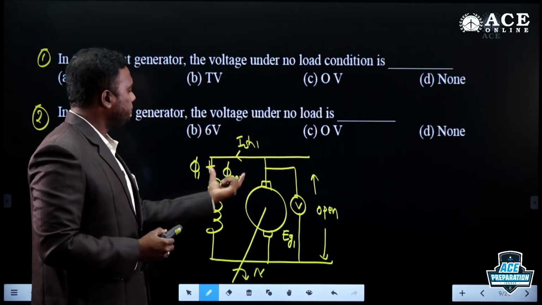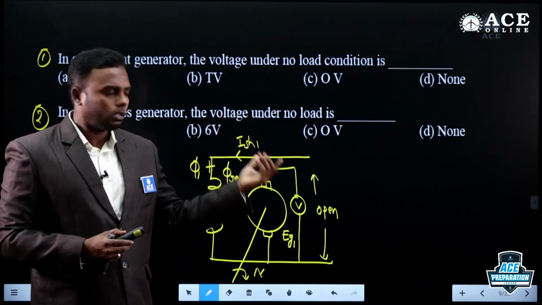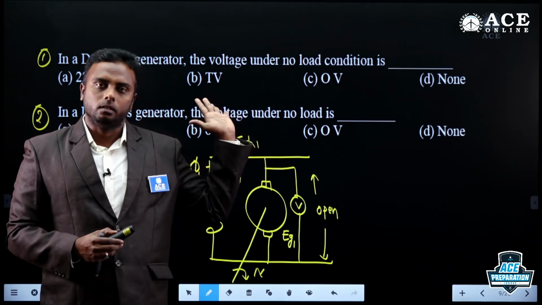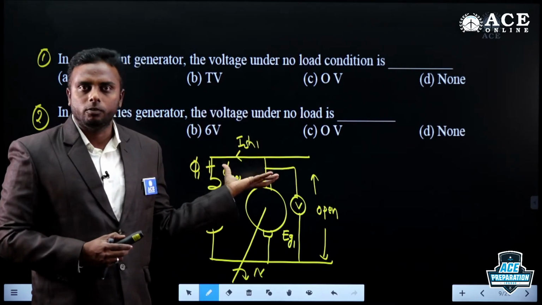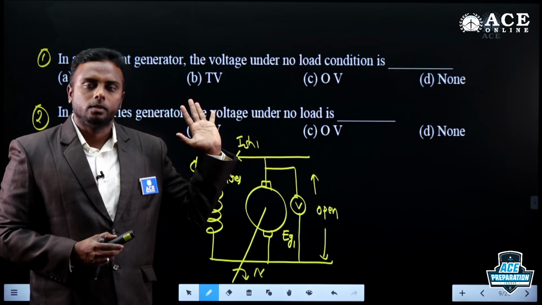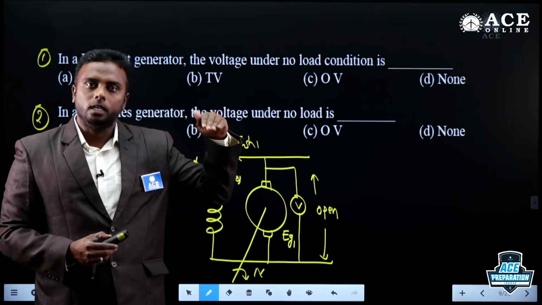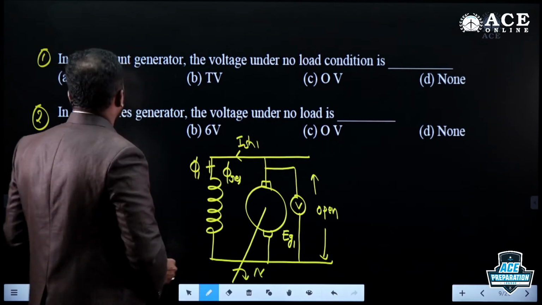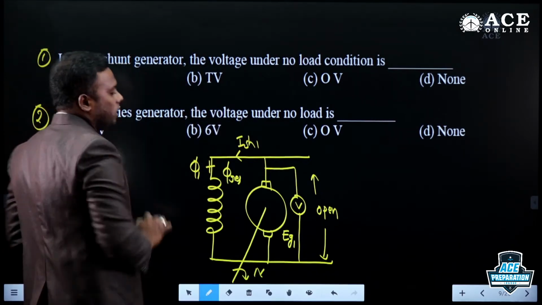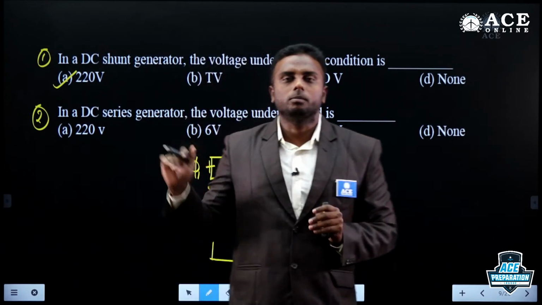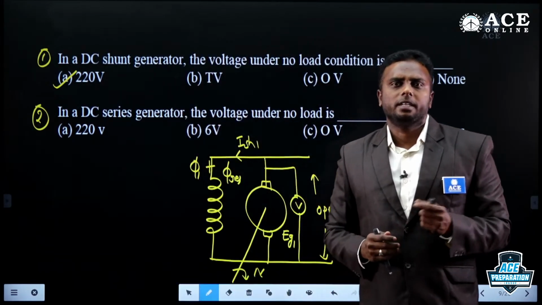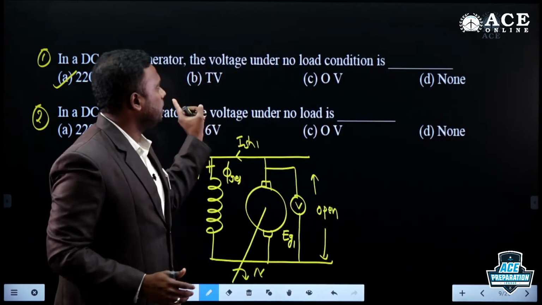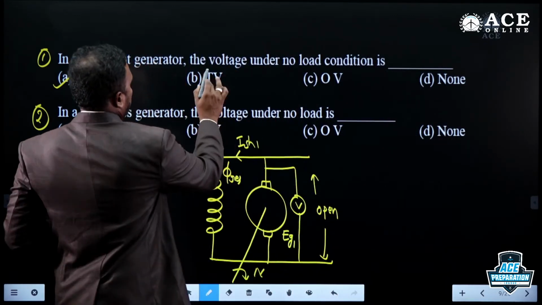Like that, as flux is increasing, voltage also increases up to some particular magnitude, and then becomes constant. Because flux becomes constant, it cannot increase further. That's why voltage is also constant. Whatever the voltage is when it becomes constant, that we treat as our rated voltage. Therefore, in a shunt generator under no load condition, we will get rated voltage. So from the given options, 220. Rated means it may be 220 or 230, but not the remaining options.